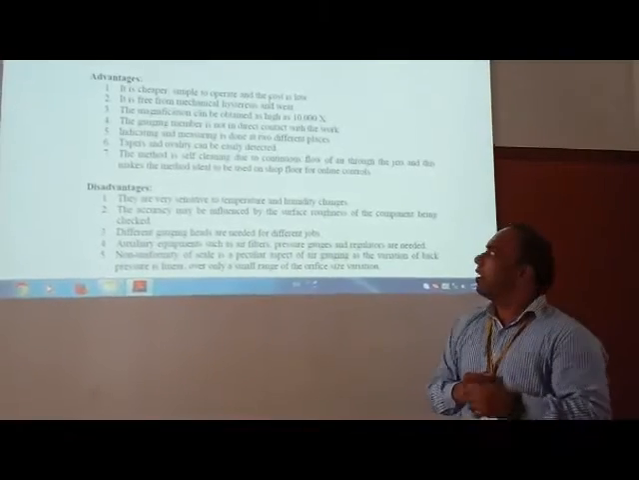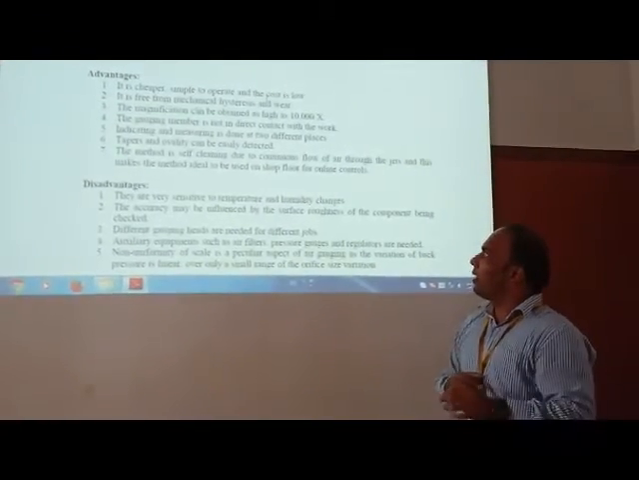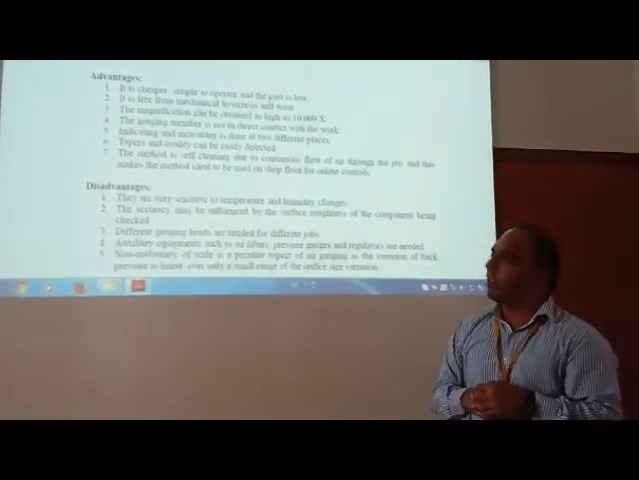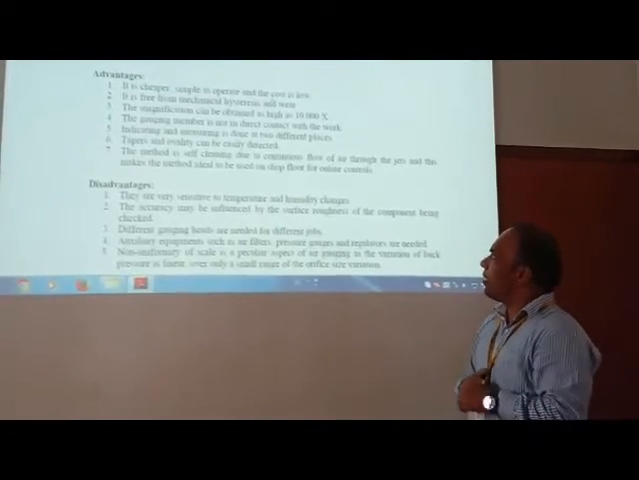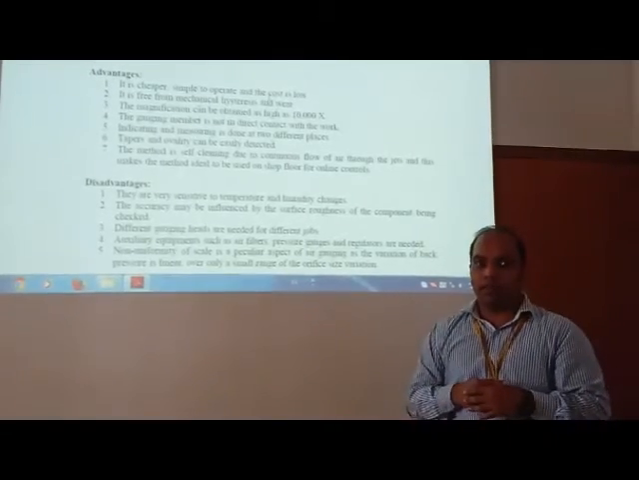The gauging member is not in direct contact with the work. Indicating and measuring are done at two different places. Tapers and ovality can be easily detected. The method is self-cleaning due to the continuous flow of air through the jets, and this makes the method ideal to be used on the shop floor for online controls.